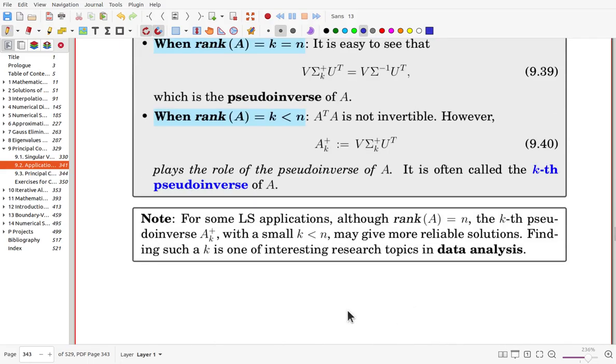For some least squares applications, although A has full rank, the kth pseudo inverse may give more reliable solutions. For some K less than N, sometimes way smaller than N, you can get more reliable, more accurate solutions. Finding such a K is one of the interesting research topics in data analysis.